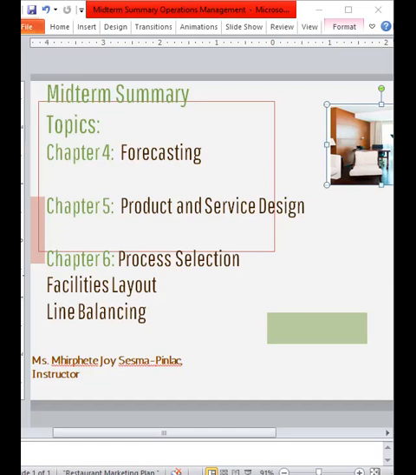When we say service delivery system, these are the facilities, processes, and skills needed to provide a service.